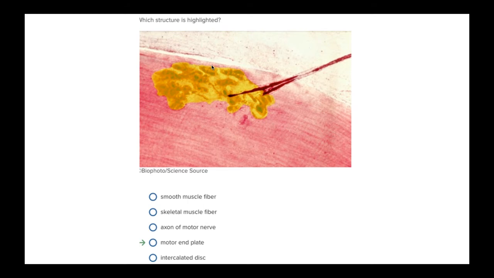So that's a little bit of neuromuscular physiology. To understand that, just make sure you review the neuromuscular junction, and those are the sequence of events that really do take place.